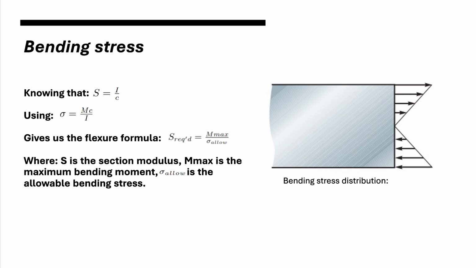In the chapter, we are given that S equals I over C, and we can relate this to our normal stress equation. This gives us the flexure formula, which is S required equals M max over the allowable normal stress, where S is the section modulus, M max is the maximum bending moment, and sigma allow is the allowable bending stress. On the right, you can see an example of bending stress distribution through a beam.